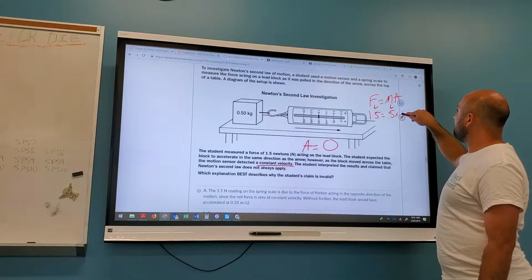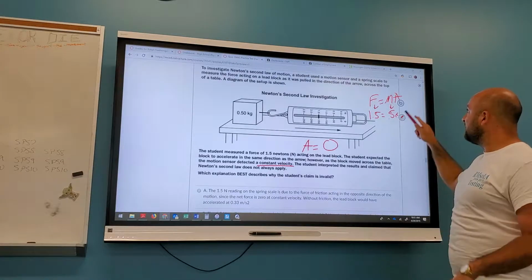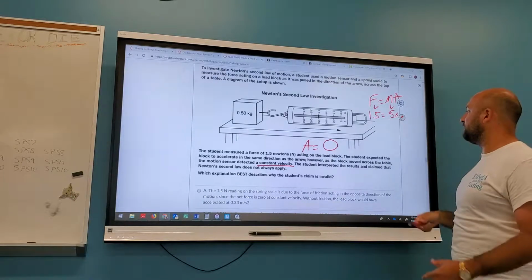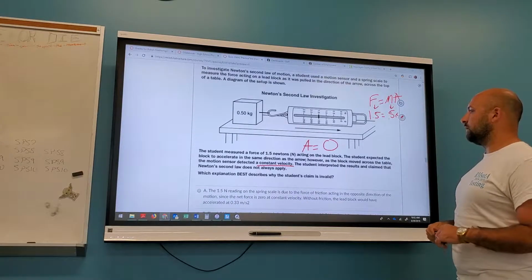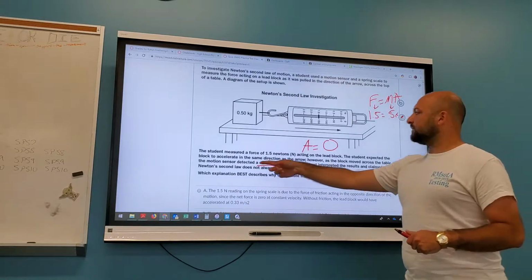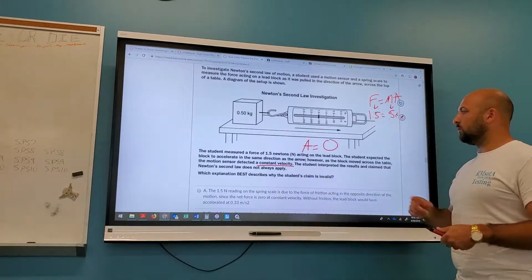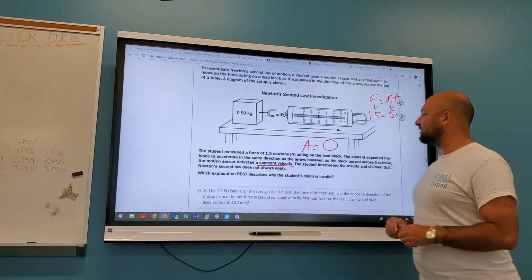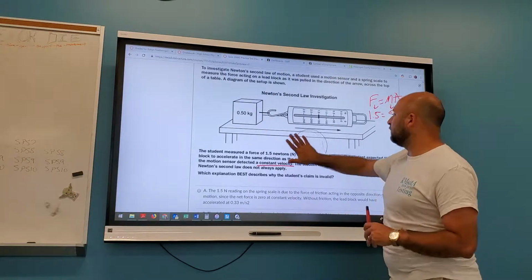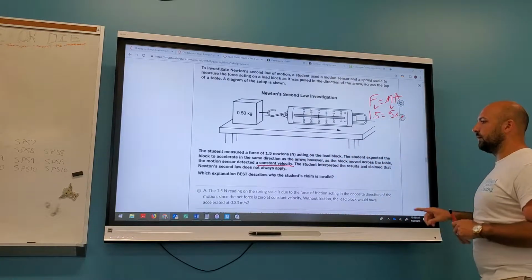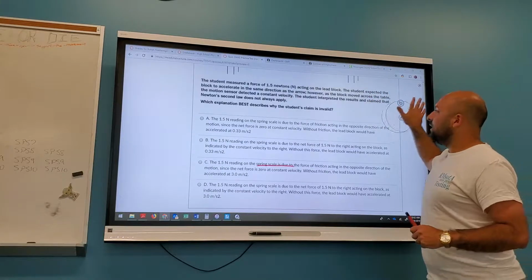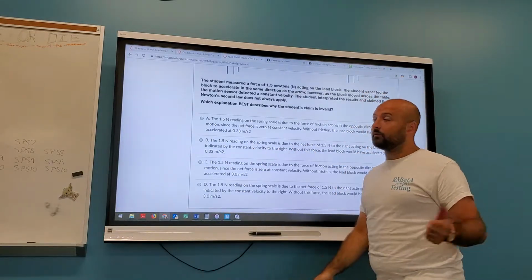So there must be something wrong, he's saying, with this, because the acceleration is 0, that means this whole thing is useless, so there's no force, okay? So he claims that the second law does not always apply. So what explanation best describes why this claim is invalid? All right, so what's really going on is what it's saying in this problem. Well, let's look. A, and this would be, to me, a level 3 question.